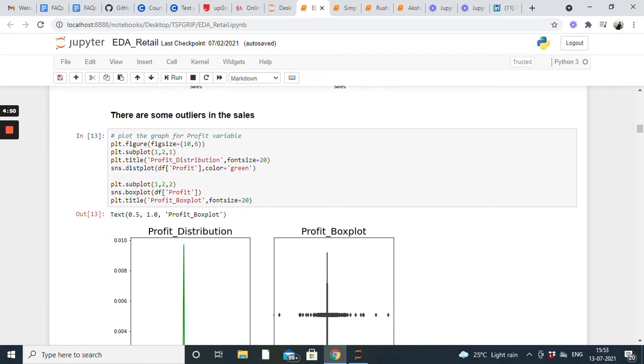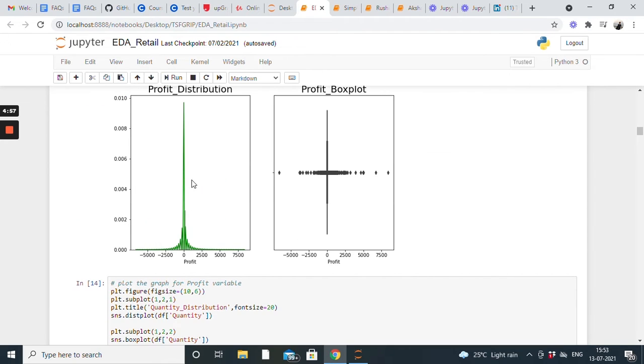Let's go with the next. We'll go with the distribution of profit. So this is the distribution of profit.